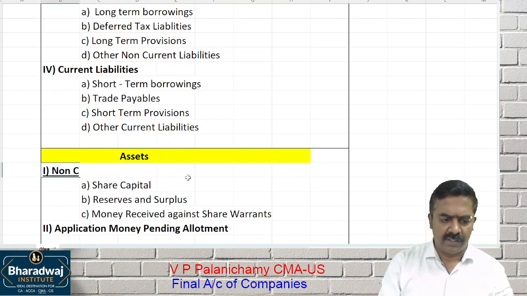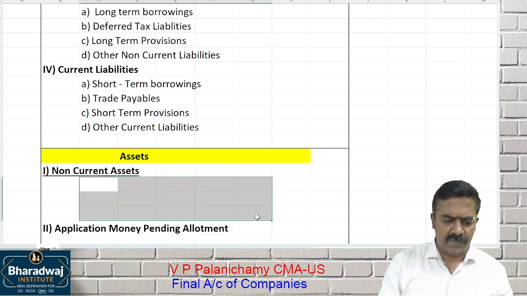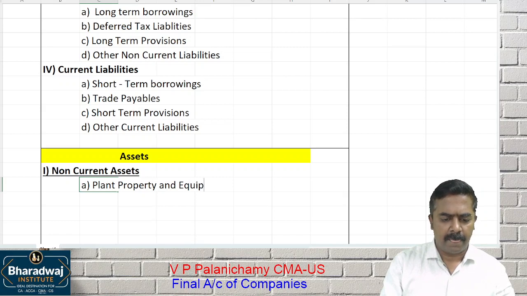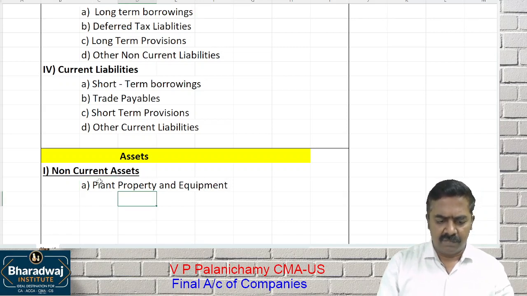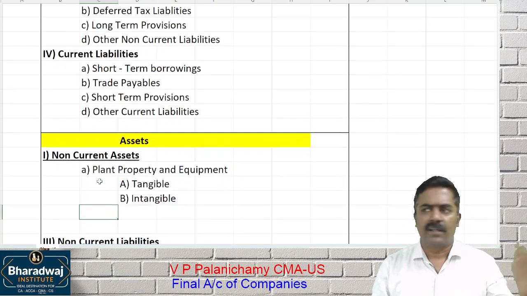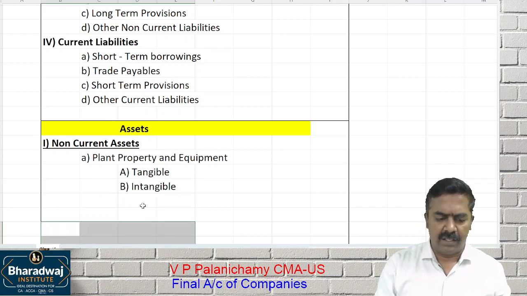First one we call it as non-current assets. Non-current assets are classified into different categories. Plant, property, and equipment, which will be nothing but what? We have to classify them into A, tangible assets, and B, intangible assets. Tangible assets means land, building, plant, machinery and so on. Intangible assets are patent, goodwill and so on.